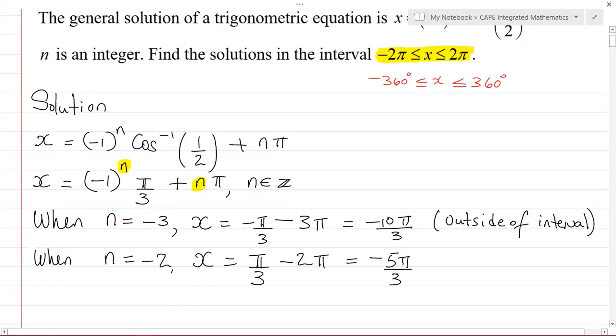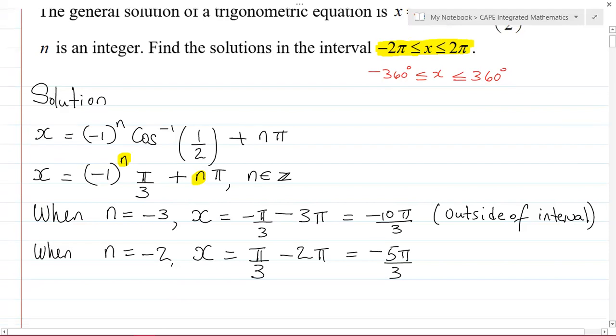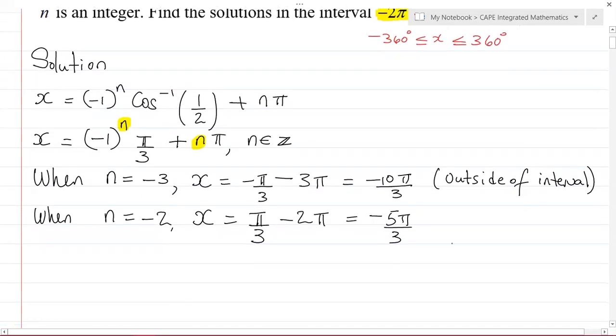So how much is this in terms of degrees? This is -300 degrees, which is actually in our interval. -300 degrees is inside our interval. So it means that -5 pi over 3 is going to be a solution. Good. So that is going to be our solution.